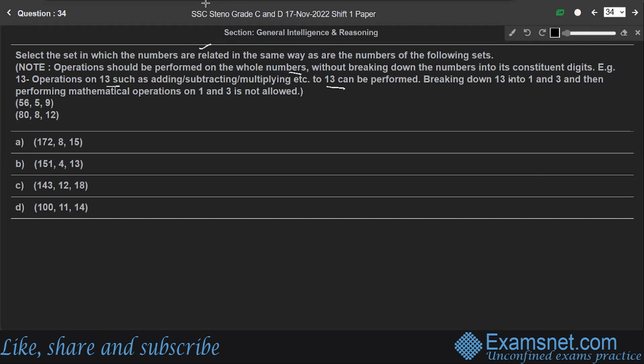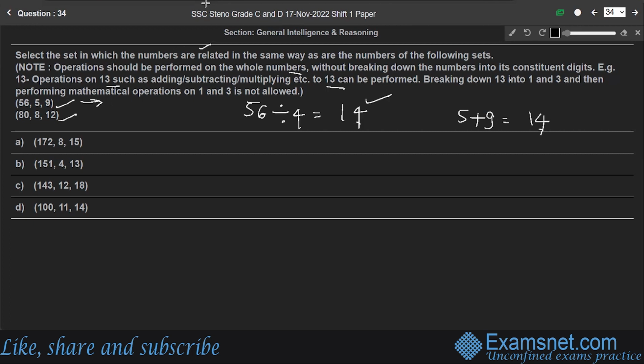So there are 2 sets. 56, 5 and 9 are the numbers of the first set. Here we'll consider the first number 56. Divide this number by 4, you will get 14. 14 times 4 is 56, right? Whereas 14 is nothing but the sum of the second and third numbers 5 and 9, right?